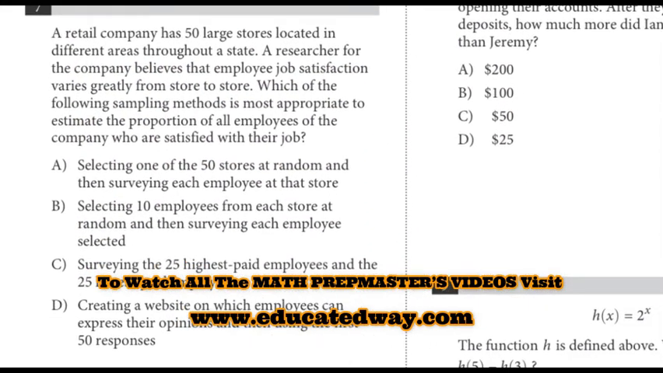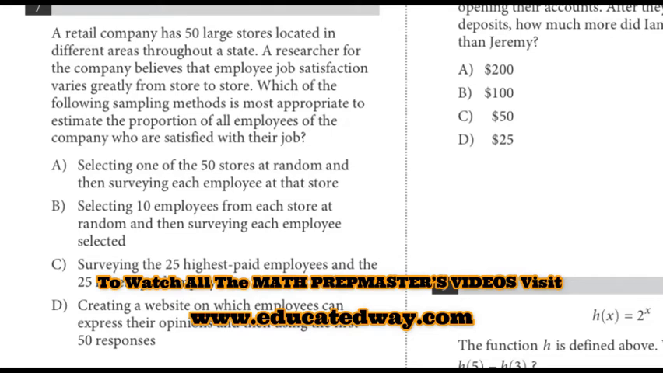A retail company has 50 large stores located in different areas throughout a state. A researcher for the company believes that employee job satisfaction varies greatly from store to store. Which of the following sampling methods is most appropriate to estimate the proportion of all employees of the company who are satisfied with their job? Well, this question is a sampling question.